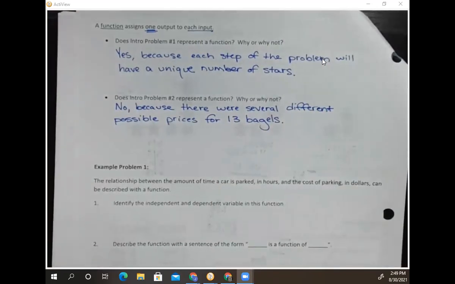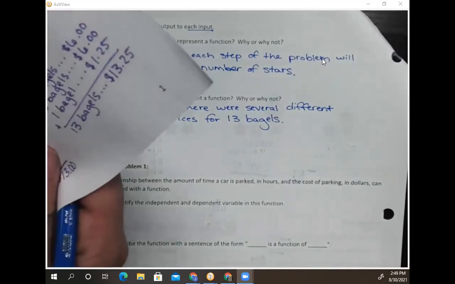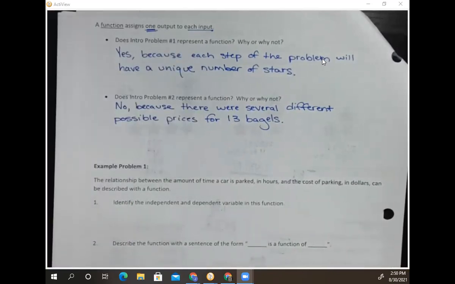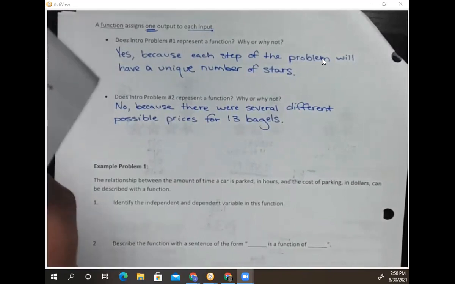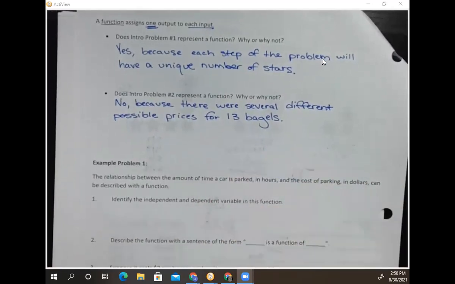The amount I pay for 13 bagels is going to depend on how that person working the register decides to ring them up. If they hit the one bagel key 13 times, I'm going to pay $16.25. If they hit a dozen bagels plus one bagel, I'm going to pay $11.25. So I could potentially pay two different prices for the same amount of bagels. That's not a function. Questions for me so far? Okay, so we're going to focus today on this idea of what is and is not a function.